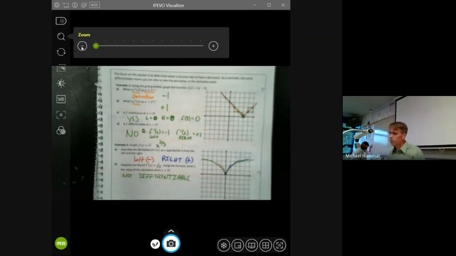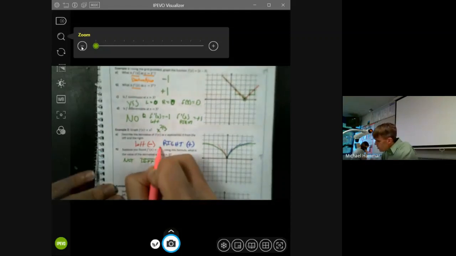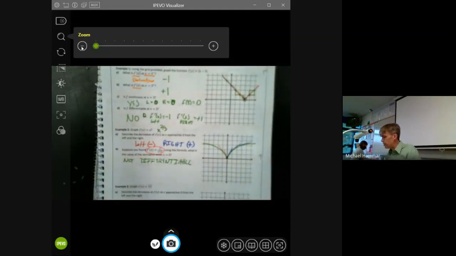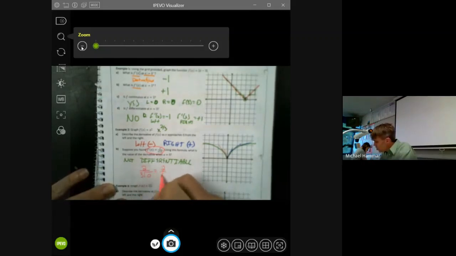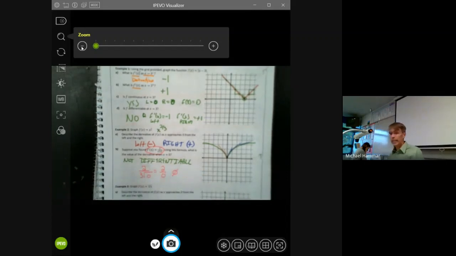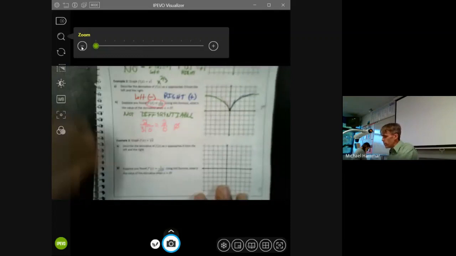Okay? Now, they do give us a little hint in the next one. They say, well, what if the derivative is this? And this is actually the derivative. So using that formula, what is the value of the derivative when x is 0? Well, when we plug 0 into this, you get 2 over 0, so it is undefined. Okay? Once you know the derivative, if it is undefined, you know that it is not going to be differentiable at that spot. Okay? So any undefined derivatives are not differentiable.